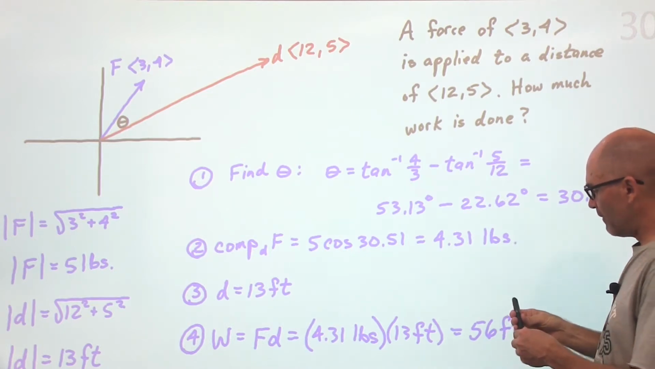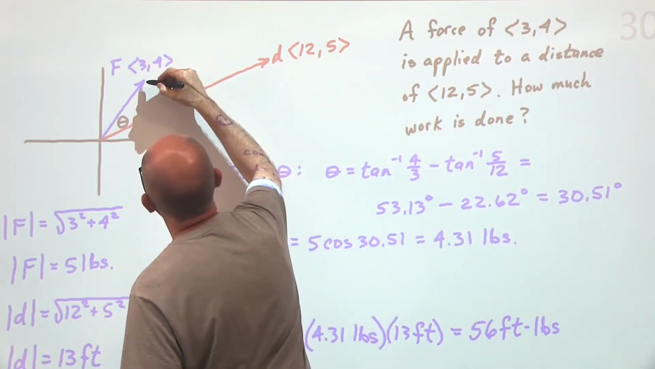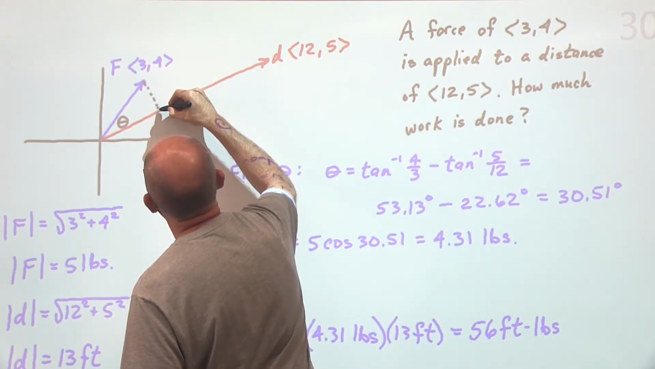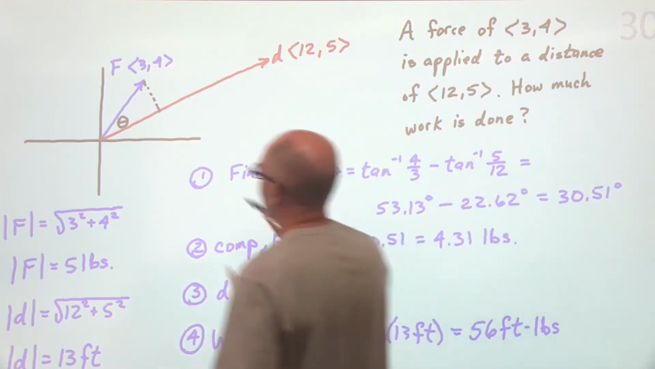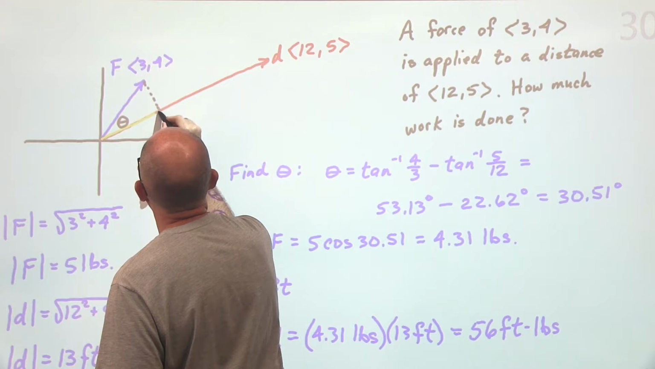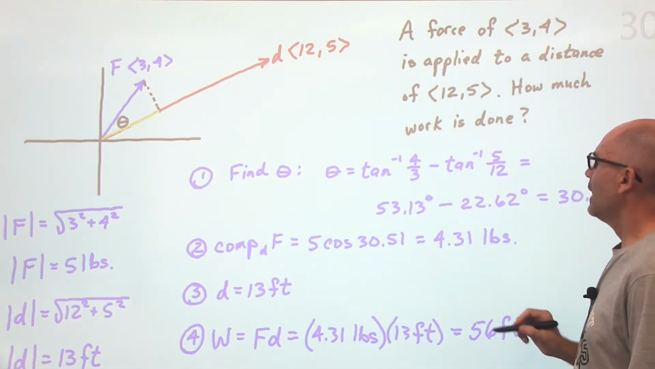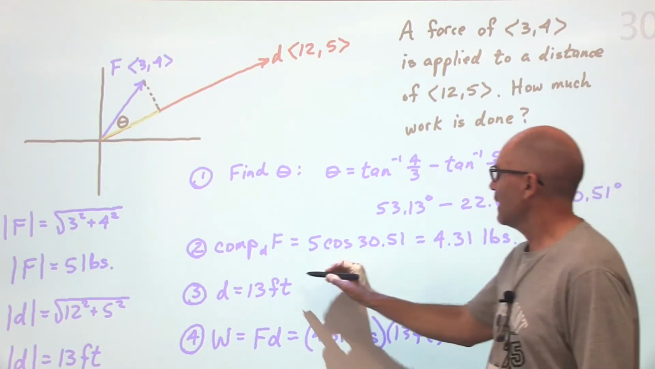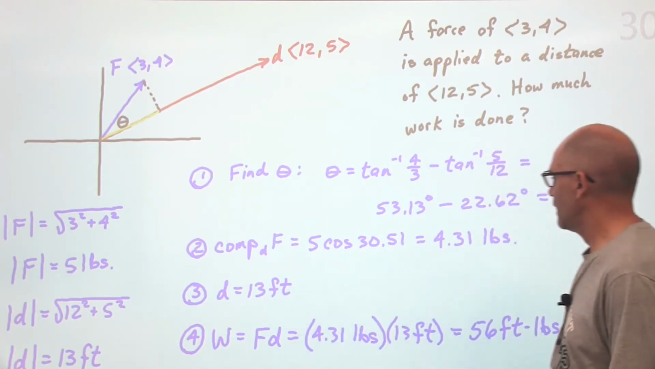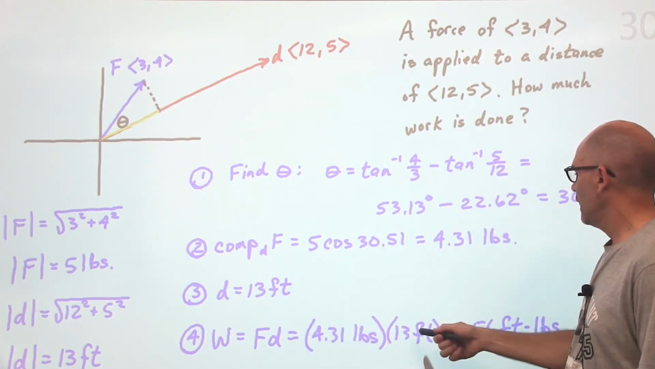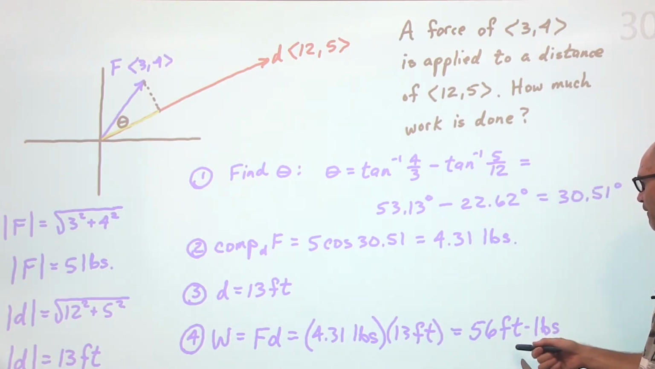In other words, if I drop the perpendicular down onto the distance, then the force along the distance is 4.31 pounds. Now, the distance is 13 feet. So I'm going force times distance. So 4.31 pounds times 13 feet is 56 foot-pounds.